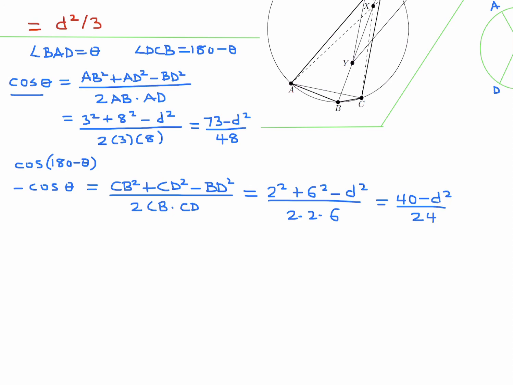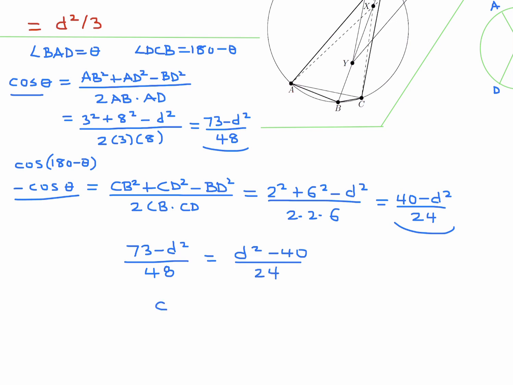Okay, so cos theta equals this, minus cos theta equals that. We can set them equal. We just have to reverse one negative sign. So this will be D squared minus 40 over 24, like that. When you solve for D squared, you get D squared equal to 51. And therefore this D squared over 3 is 51 over 3, and that's 17.